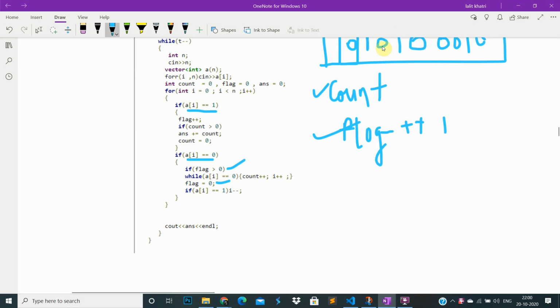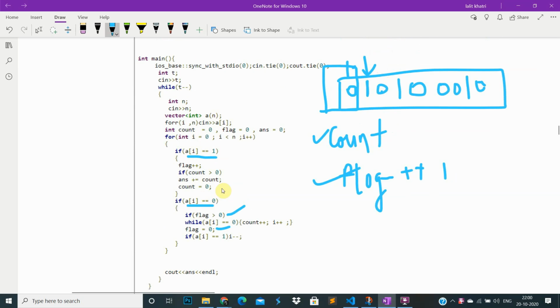Now we encounter 0. If ai is equal to 0 and flag is greater than 0, it means we have a book before, so we increase the count until we find another 1. Now count becomes 1. And now if we encounter 1 and count is greater than 0, then we include it in the answer. That is the idea by which we get the answer.